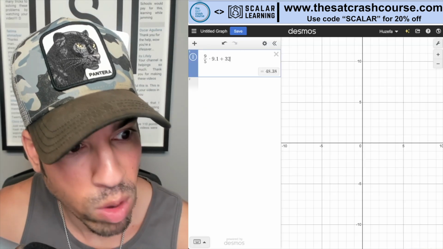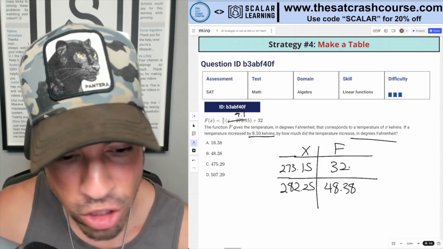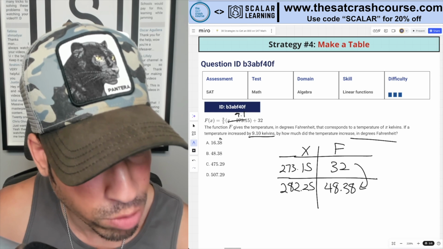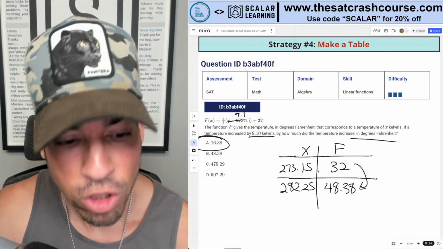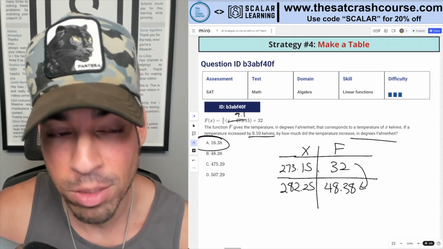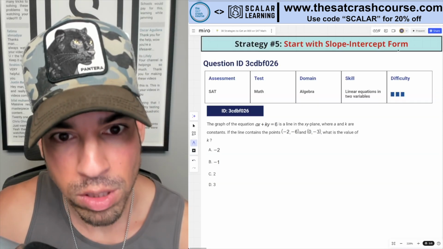9/5 times 9.1 plus 32 is 48.38. And these are the Fahrenheit values, so now I just got to look, how much did it go up by? It went up by 16.38, which means A is the winner. Done. Last thing I'll say about this table strategy, it's not only amazing for linear functions, it's incredible for exponential functions as well. Strategy number 5, start with slope-intercept form.